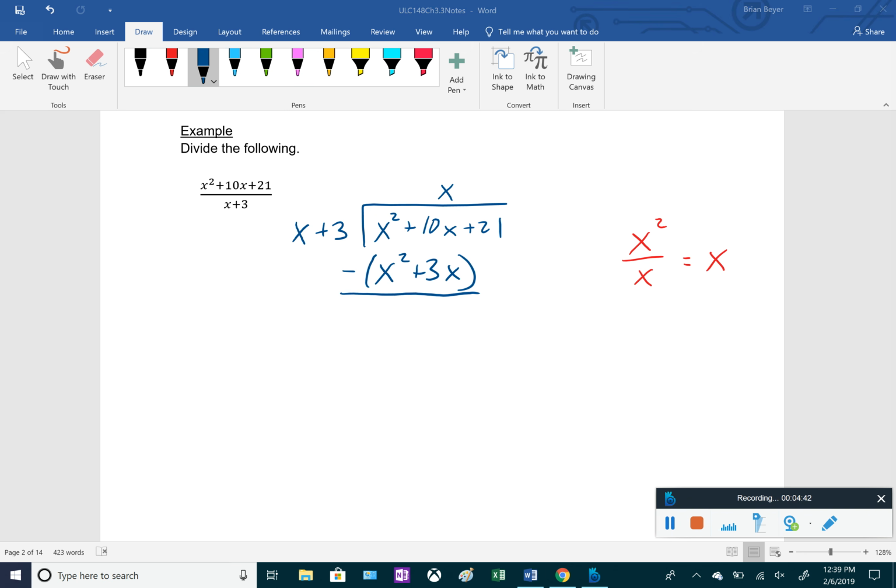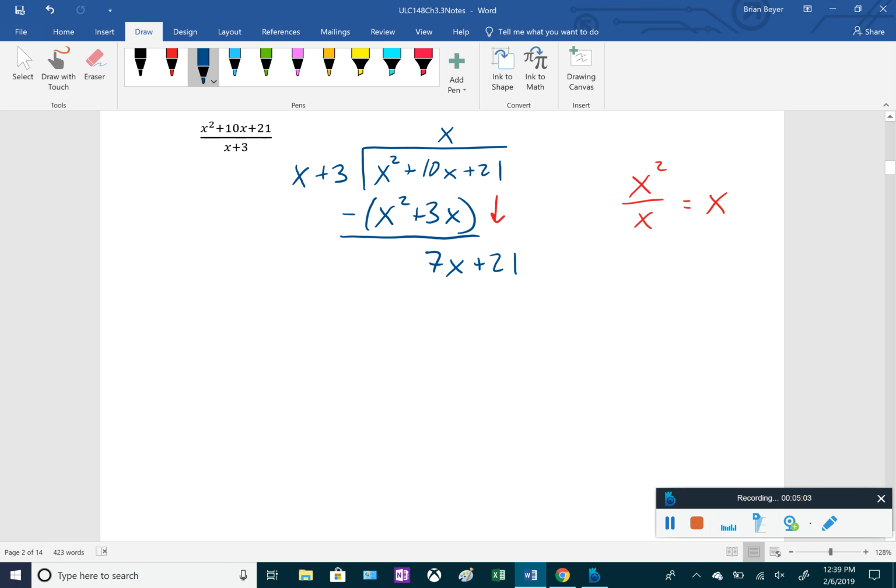Now we actually subtract them. x squared minus x squared is 0. Those cancel, which is what should happen every time. And then 10x minus 3x is 7x. Then we're going to bring down the plus 21. And then we're going to do that process all over again. Now we're going to think, what do we have to multiply x by to get to 7x? Or if you have to on the side, you just divide them. 7x divided by x is 7.